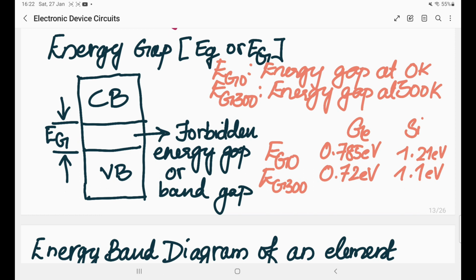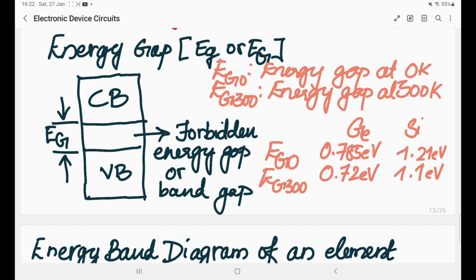So today in this video we'll discuss the energy gap. To understand the energy gap, we should first understand what an energy band diagram is. This is the energy band diagram, shown with the conduction band, valence band and energy gap. The energy gap is the gap between the conduction band and the valence band, and it is called the forbidden energy gap or the band gap.